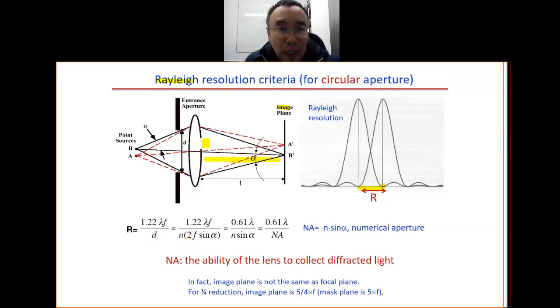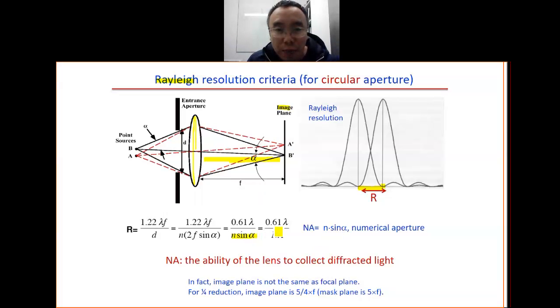So the d, the diameter, is equal to 2 times the radius. The radius is given by focal length f sin alpha, or f tangent alpha. For small alpha, tangent alpha is similar to sin alpha, so we have 2f sin alpha. Then f will cancel out, and we get this number. So we define n sin alpha as the numerical aperture.